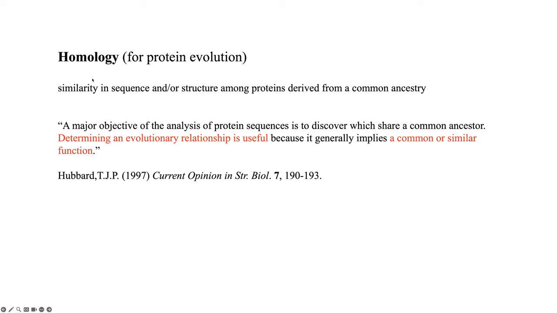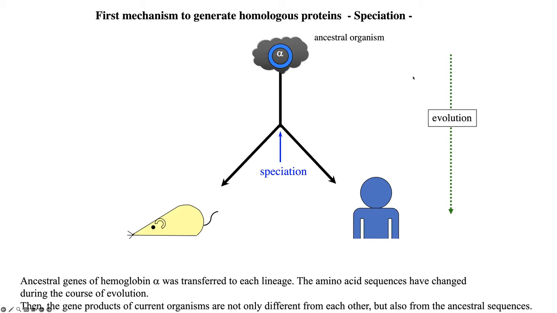So I explained homology: similarity in sequence and structure among proteins derived from a common ancestry. In this case, the human hemoglobin alpha and the mouse hemoglobin alpha are derived from the ancestral hemoglobin alpha, so they are similar to each other. The relationship between the human and the mouse hemoglobin alpha is called homologous.